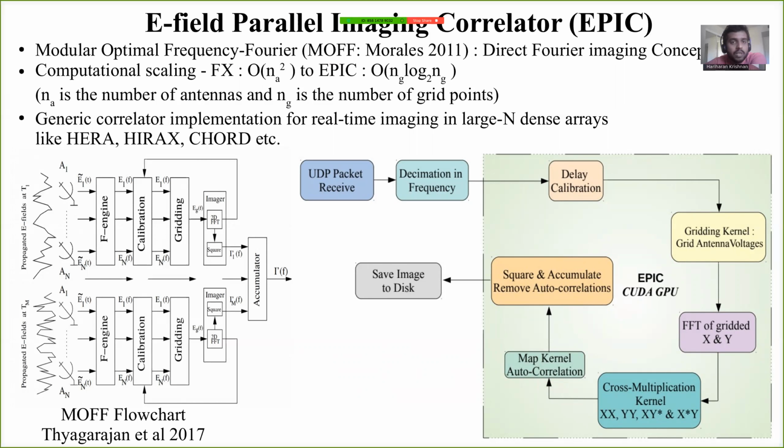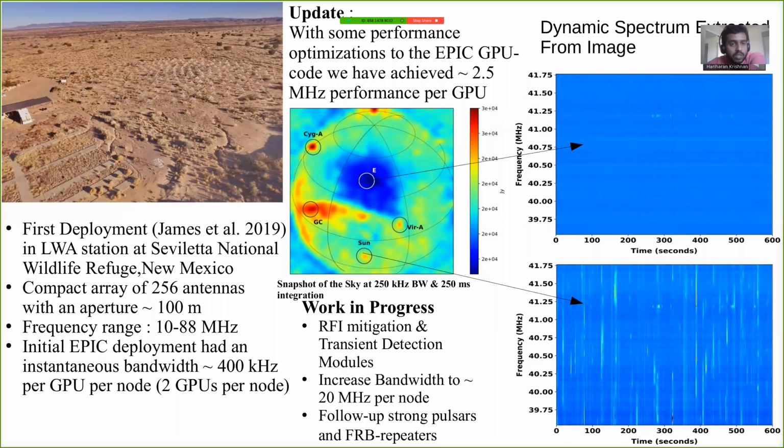We find that EPIC is computationally much more efficient as compared to an FX correlator, particularly for real-time imaging in large N dense arrays like HERA, HIRAX, etc. We have a GPU architecture of EPIC that is described in this block diagram here. It consists of multiple modules implementing various functionalities like delay calibration, voltage gridding, and squaring and accumulation to get the final image. The GPU architecture was first deployed and tested in one of the LWA stations at Sevilleta National Wildlife Refuge that is described in James et al.